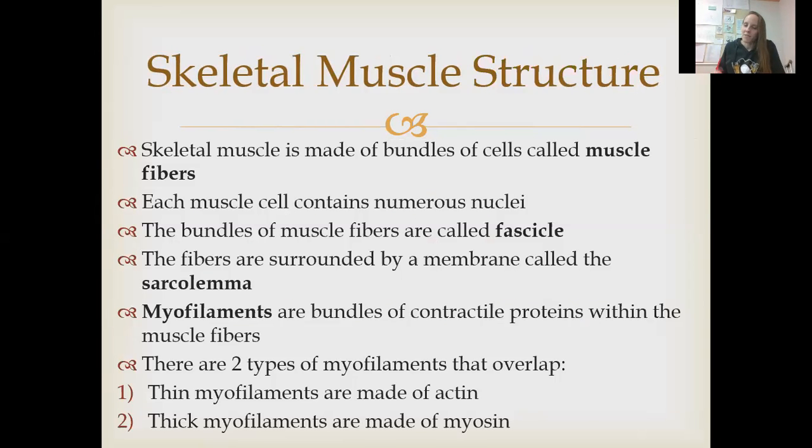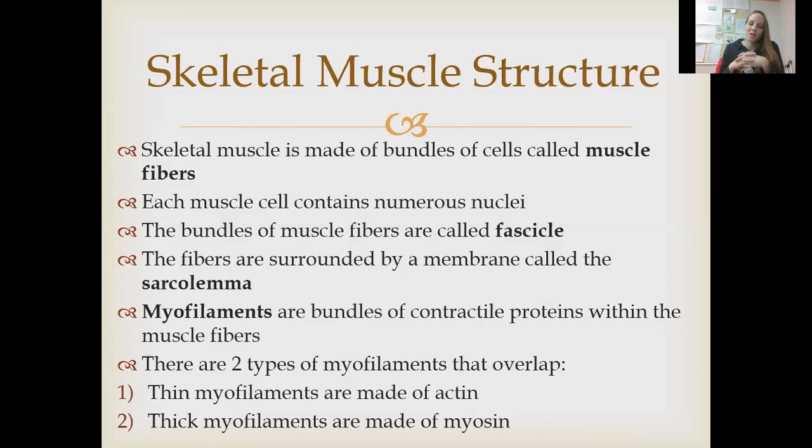Skeletal muscles are, of course, made up of a bunch of different structures. The skeletal muscle is made up of bundles called muscle fibers. Each individual muscle cell contains a bunch of different nuclei. They don't just have one nucleus. And all of those bundles of muscle fibers together are called the fascicle. The fibers are then surrounded by a membrane called the sarcolemma.